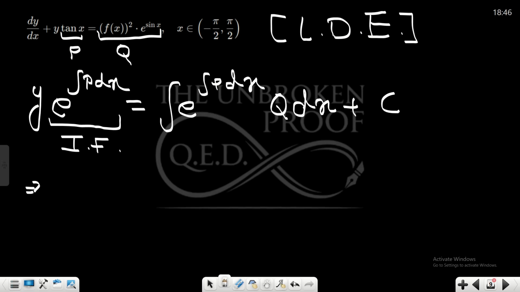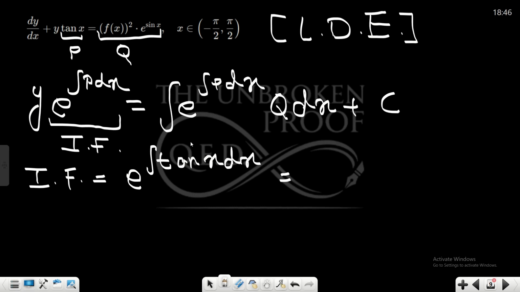Now let me calculate the integrating factor, IF, separately. So IF is equal to e power integral p dx, and p is your tan x. Since there's a y over here, we must not take y, so e power integral tan x dx. Okay, and if you know the direct formula, you can write it as e power ln secant x. If you don't know, then the approach is very straightforward.